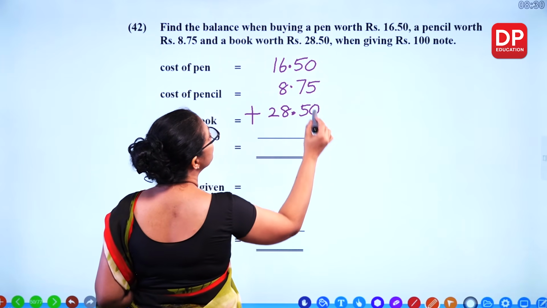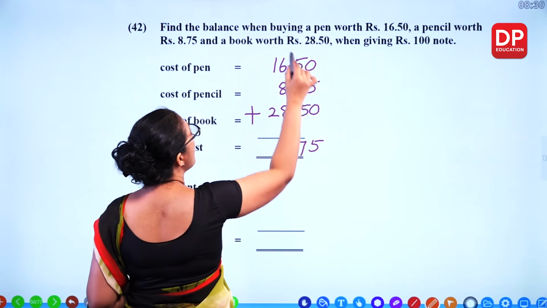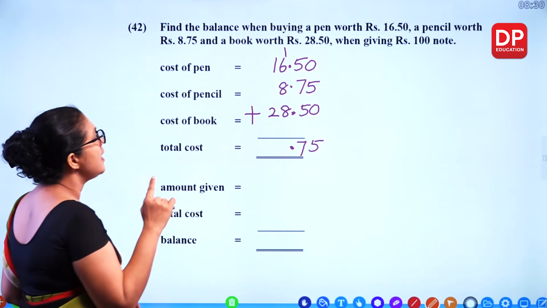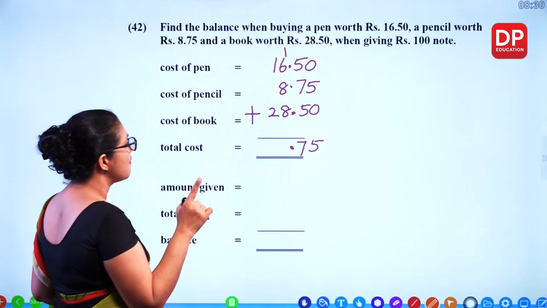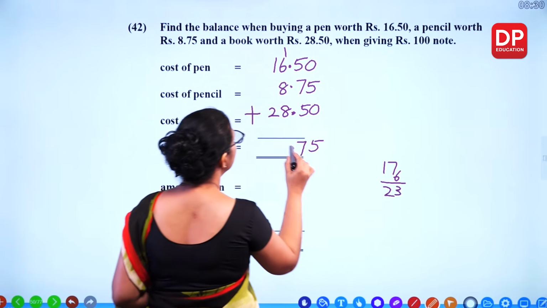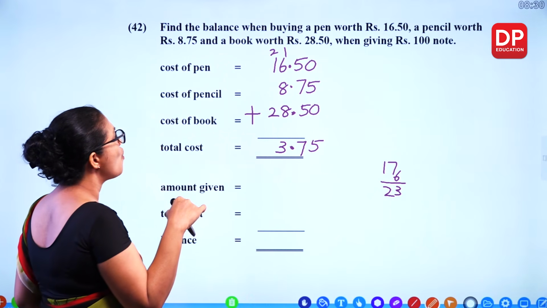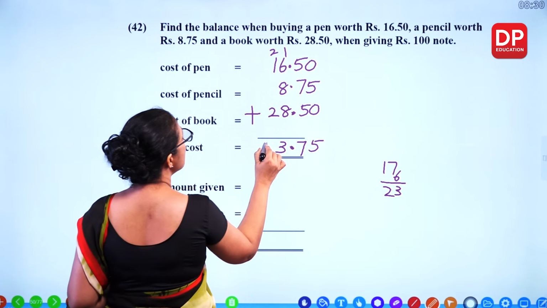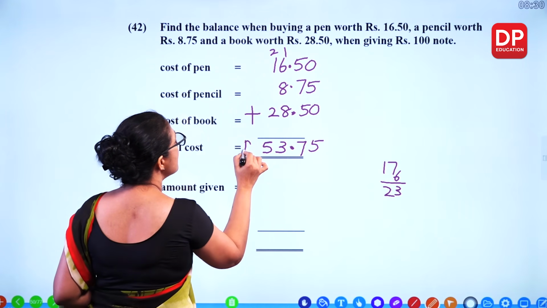5, 10 plus 7, 17. 1, we can add it here. 8 and 8, 16. 16 plus 1, 17. 17 plus 6, 23. 2, you can take it there. 2 plus 2, 4. 4 plus 1, 5. So 53 rupees and 75 cents.